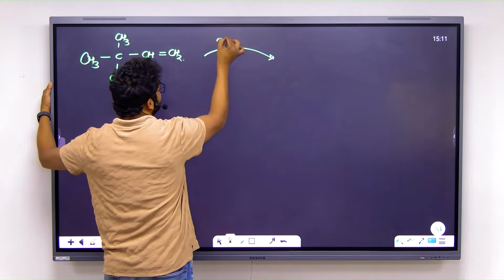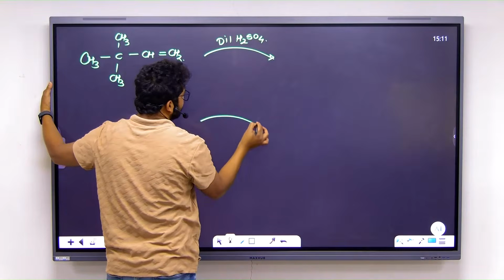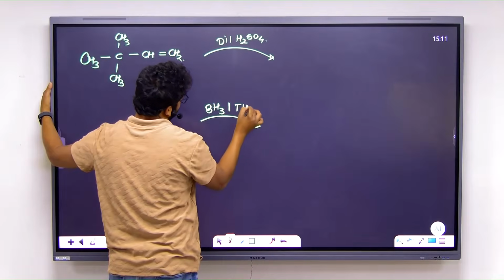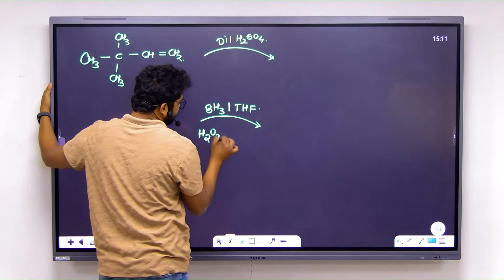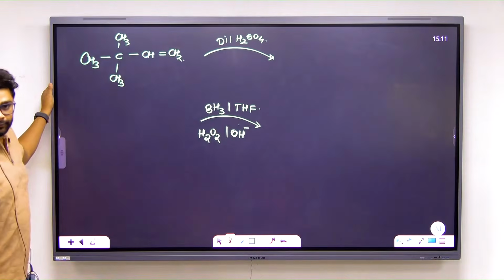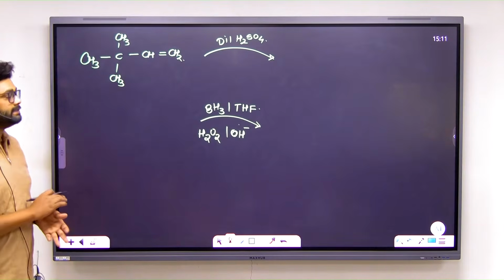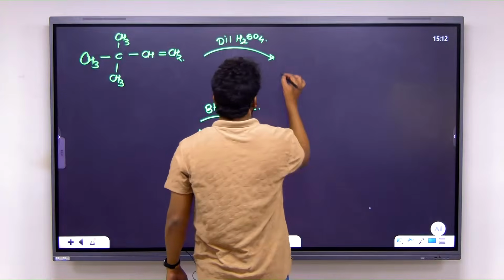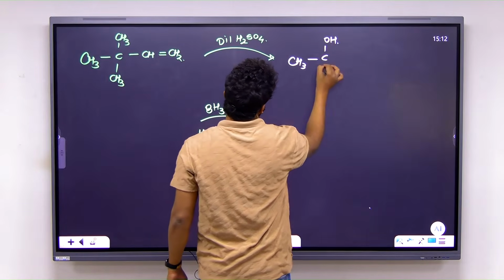If it is dilute sulfuric acid, the answer is different. But if it is BH3 in presence of THF, then what do you use? Hydrogen peroxide in presence of OH minus. So there is a formation of different types of examples in all these categories. In the first category, you will observe the formation of what? 1,2 methyl shift.